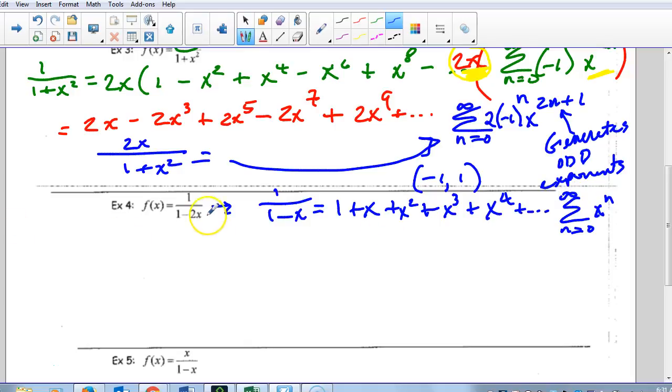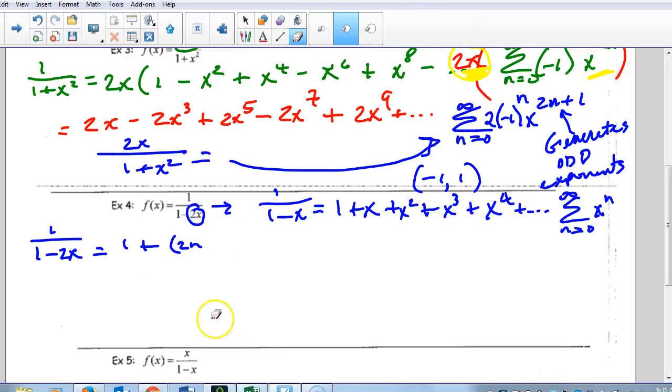The only difference here is instead of x, I've got 2x. So wouldn't it be fun to plug in 2x? So 1 over 1 minus 2x is going to be 1 plus, and I'll actually show that getting plugged in rather than simplify it right away. I meant to write x, not n.